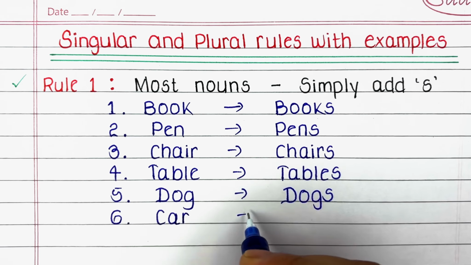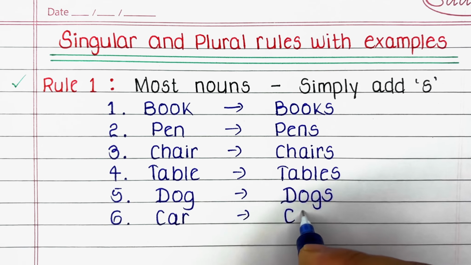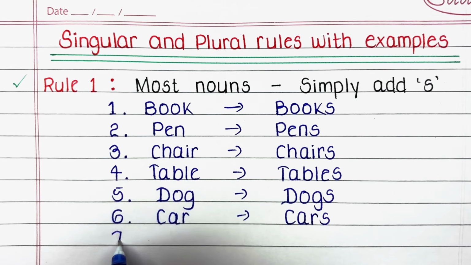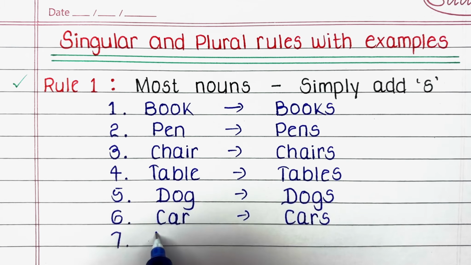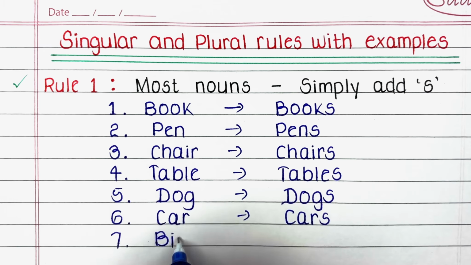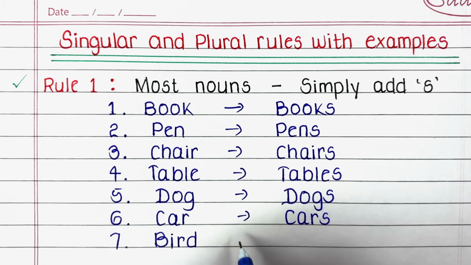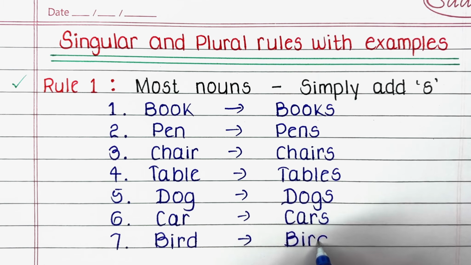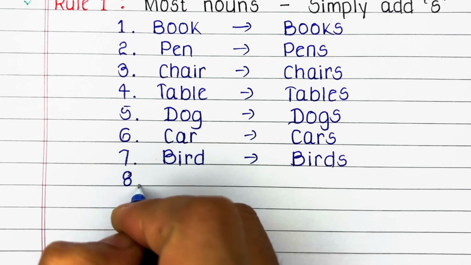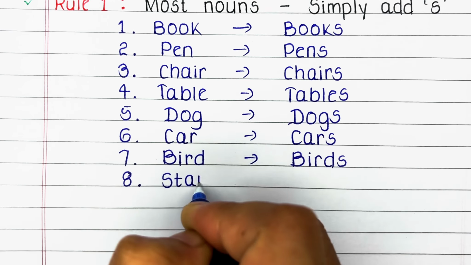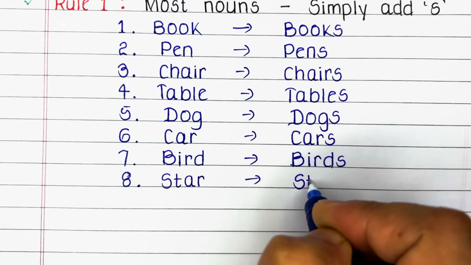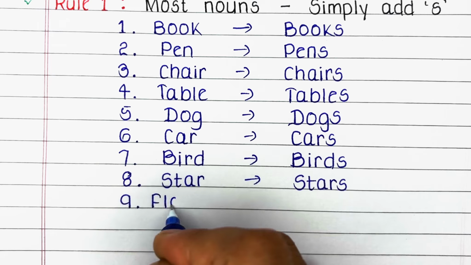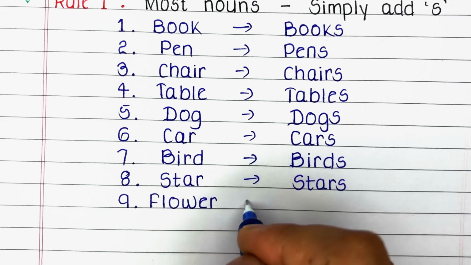Now, tell us the plural of dog. Of course, we will add an s at the end and it becomes dogs. So, the plural of dog is dogs. Next word is car. The plural of car is cars. Next word is bird. The plural of bird is birds. Next word is star. The plural of star is stars. Next word is flower. The plural of flower is flowers.